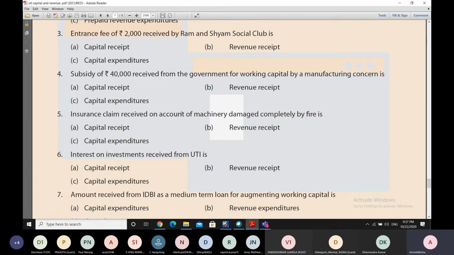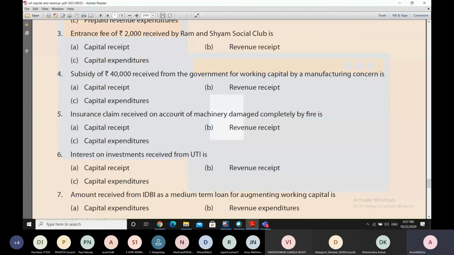Now, question number 5. Insurance claim which is received on account of machinery which is damaged completely by fire. Therefore, as we have already discussed, it is capital receipt in nature, because it's directly relatable to increasing the value of the machinery. The machinery value was almost zero after the fire. And therefore, the value is being increased.